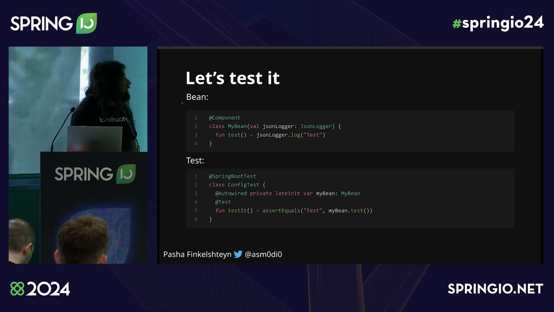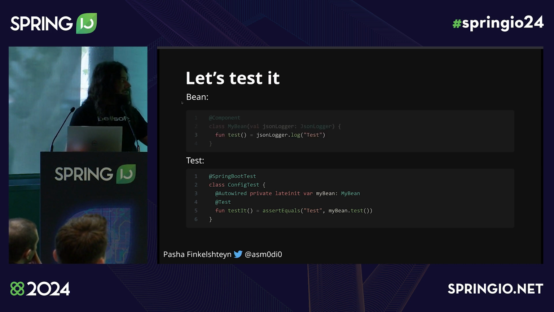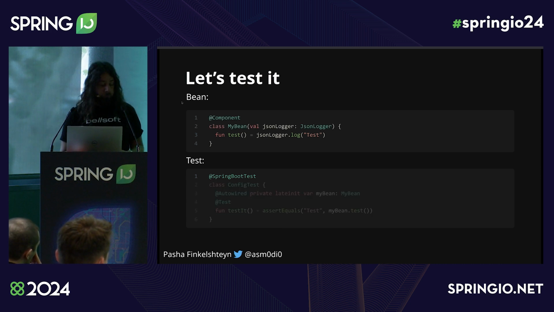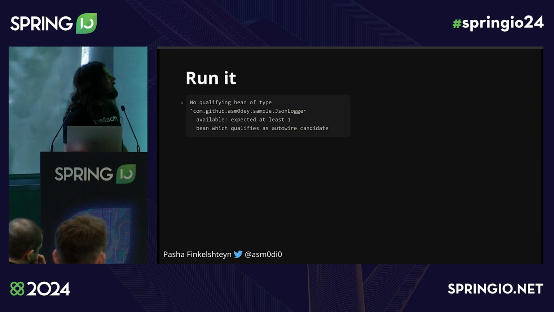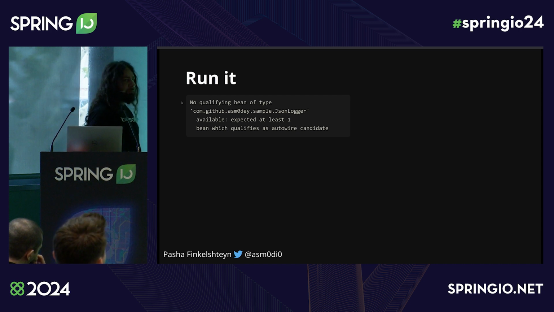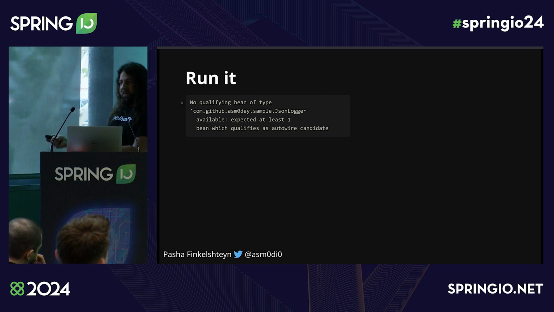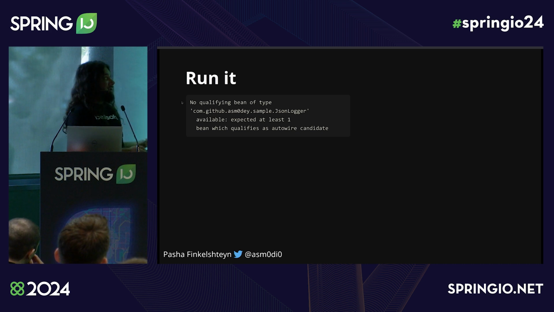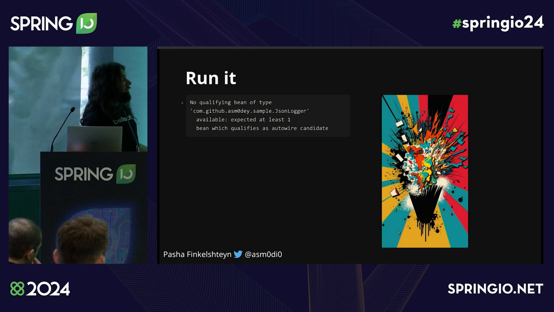But let's test it. We'll create a random component for the sake of the test. I'll call it MyBean, and it accepts our JSON logger we created earlier. And it has a very dumb test again, because I just wanted to write some code. I like writing code. And now we write our usual test, Spring Boot test. We autowire our bean. Then we create a test. Assert equals something. Launching. What? No qualifying bean of type JSON logger, but why? We have initialized our application. We explicitly said add initializers. I mean, what's going on?